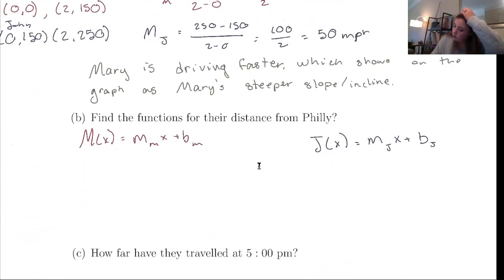Great. So, all right. So what is going to be the initial value for Mary? And what is going to be our initial value for John?